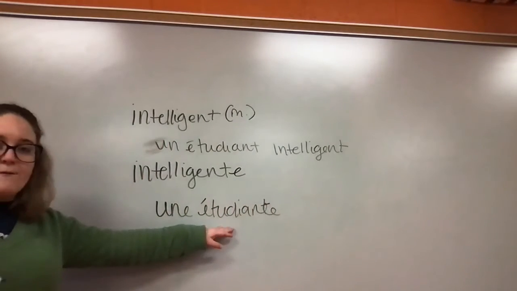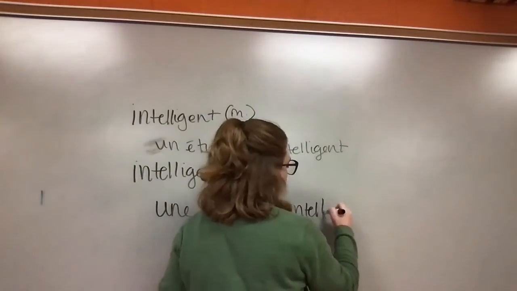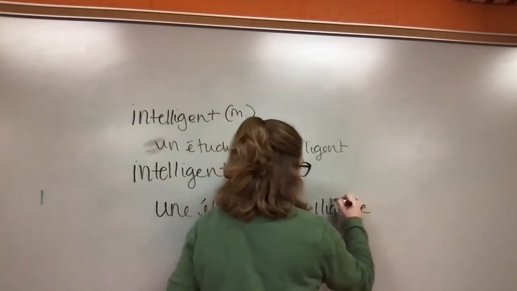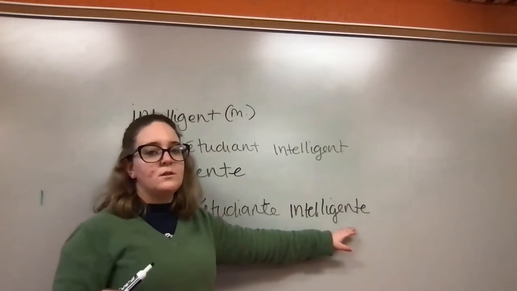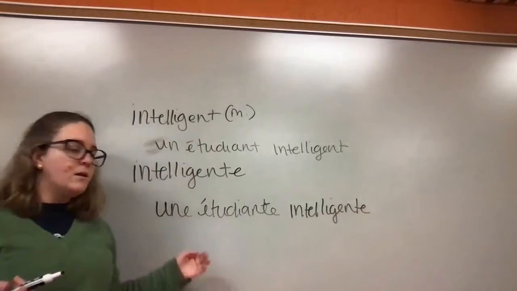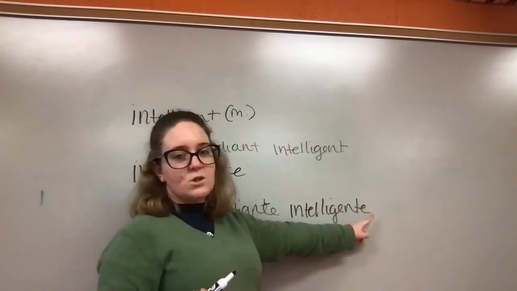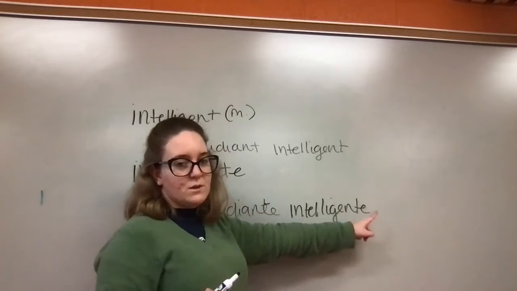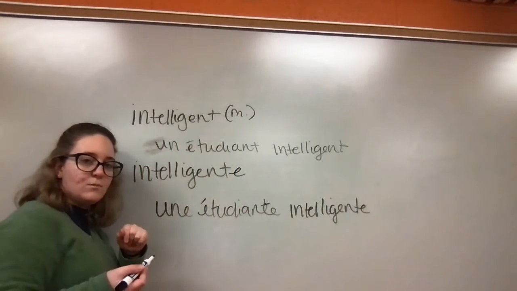So we're talking about now a female student. So we need a female adjective. Une étudiante intelligente. So we are going to pronounce both of those T's because we have E's that follow it. And we know that this is feminine because it has an E at the end of it. So we need to make sure that we have an E at the end of our adjective as well. So in most cases, that is how you make something feminine.